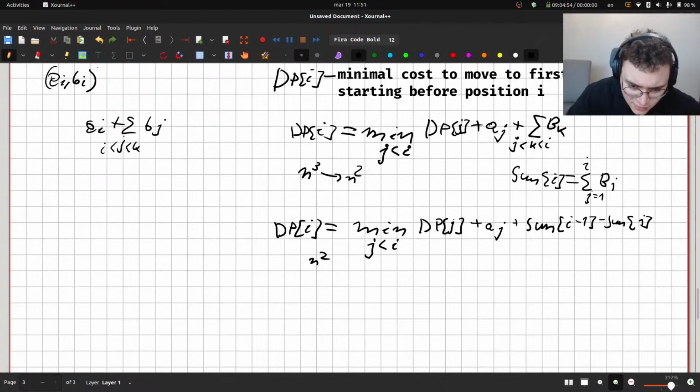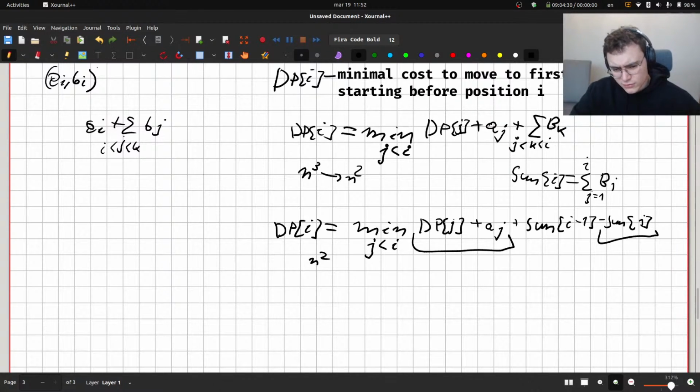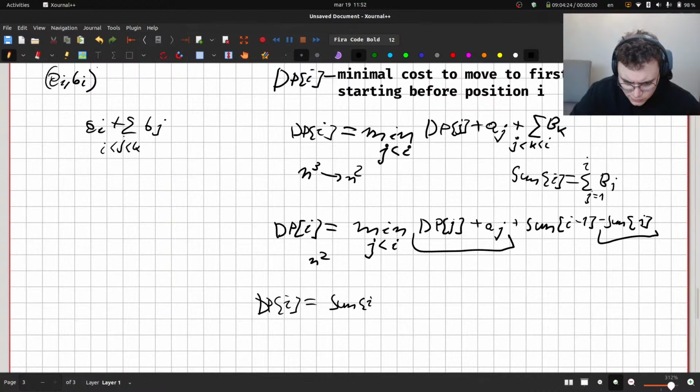Because we would need to iterate over all j's. But we see that this thing only depends on our I, so for all j's it is the same, and we can cancel it. Then we can just find the minimum over the remaining values. So we have dp from I equal to the sum of I minus 1 plus the minimum.